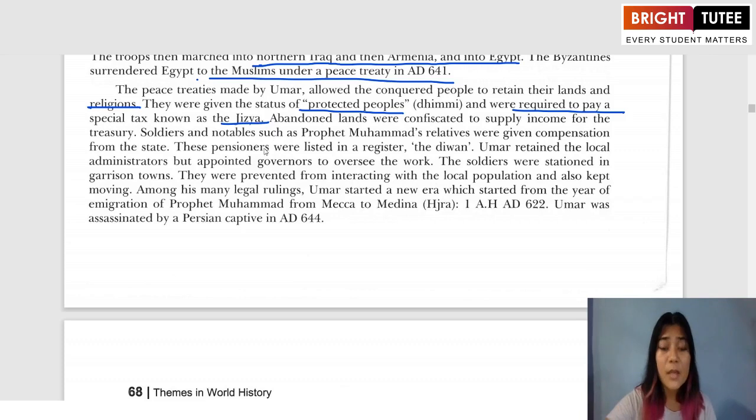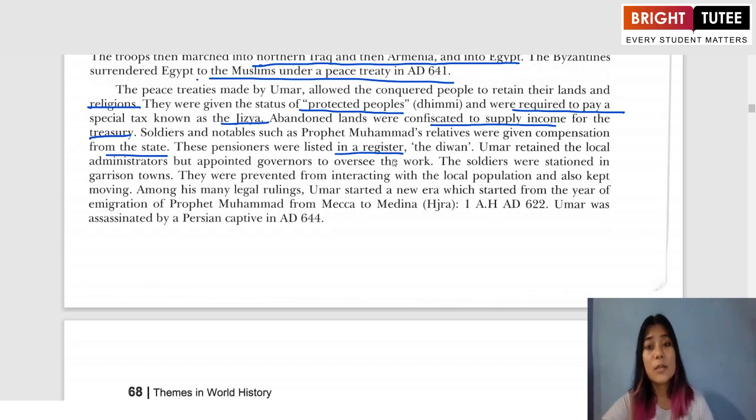The lands that were abandoned were confiscated by the ruler to supply income for the treasury. Soldiers and notables such as Prophet Muhammad's relatives were given compensation from the state. The soldiers and relatives of Prophet Muhammad were favored by the Caliph and were given compensation by the state or by the ruler. These pensioners were listed in a register. So the people who received compensation from the Caliph were called pensioners, and their names were listed in a register called the Diwan.